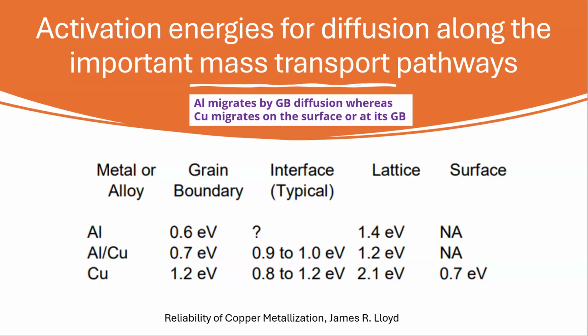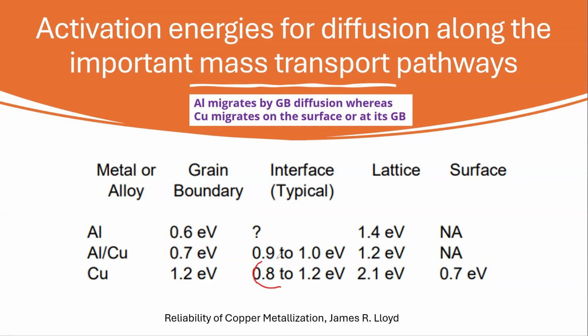If you look at aluminum here, it migrates by grain boundary diffusion most of the time. Okay, 0.6. This is the dominant one because lattice is 1.4. So you know this is the dominant one. But copper migrates along its surface and its grain boundary.